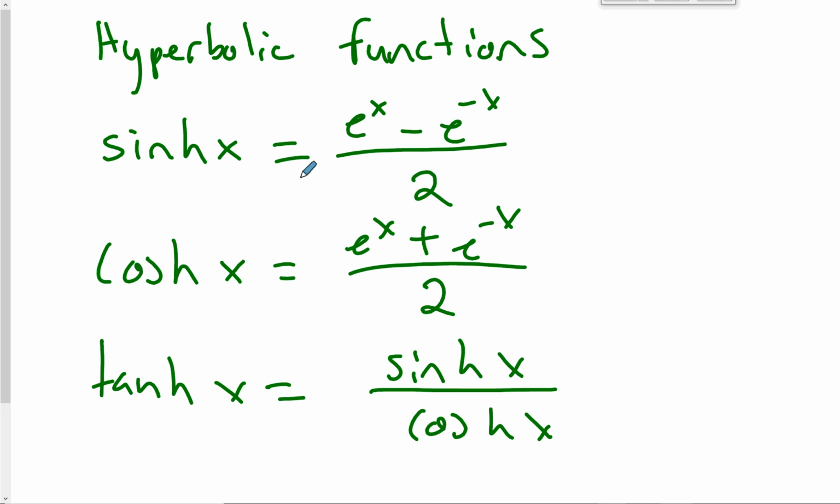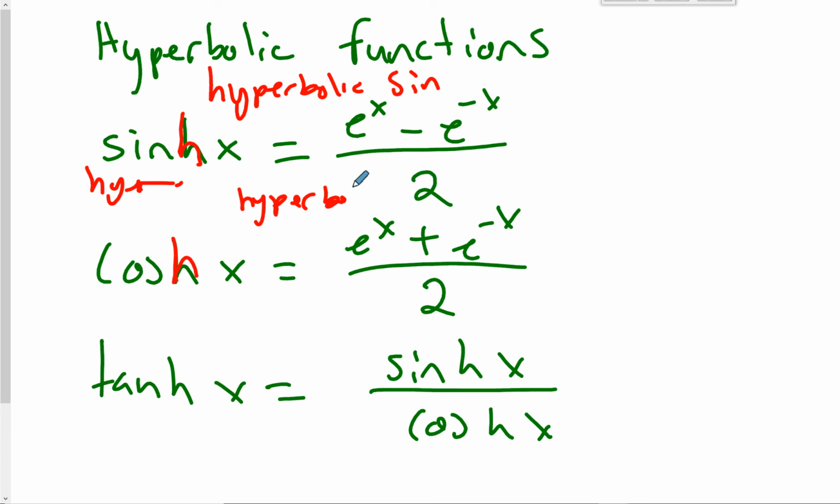Now, a little bit written in here. You have sine of x, and you have this h in here. It stands for hyperbolic. So this is how you read it: hyperbolic sine, hyperbolic cosine, and hyperbolic tangent. That's how you read those.